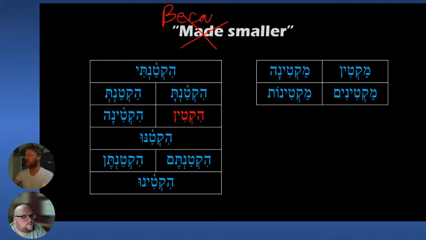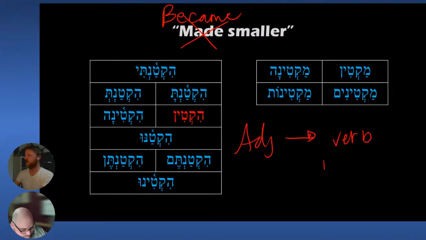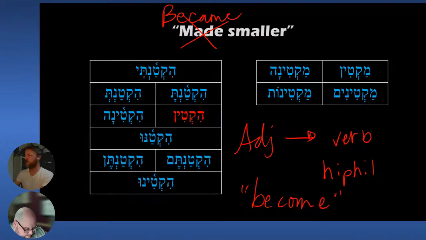So, like I said, if it goes from an adjective into the Hifil, the verb in the Hifil can take on the meaning of become. That's something that's not in the book. I don't think I ever learned that when I was learning Hebrew. It took me by surprise whenever I came to it.